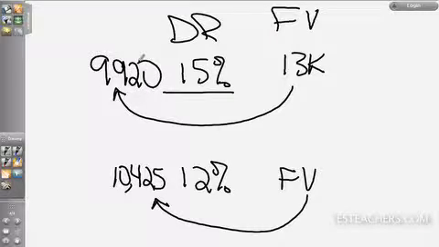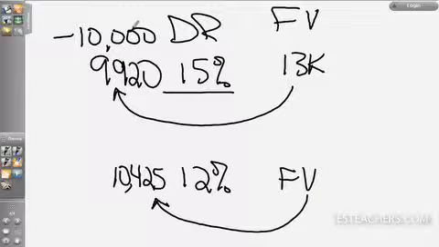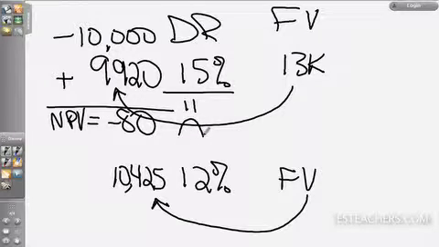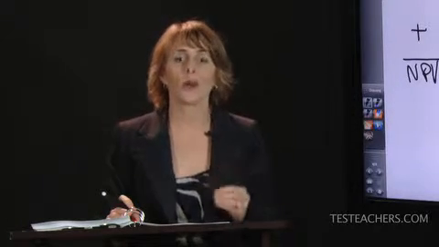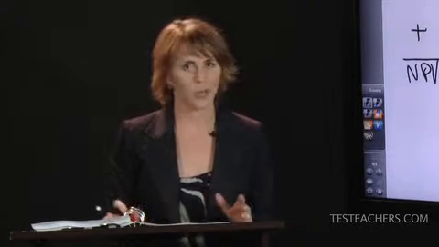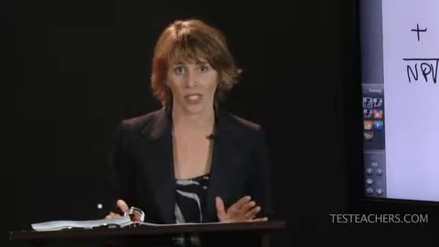So the present value of this $13,000 using a 15% discount rate is $9,920. So if your initial cost outlay was $10,000 and the present value of the future cash flow was $9,920, what's your net present value when we use a 15% discount rate? It's negative $80. What did we say about a negative net present value? Would you want to go through with that investment for your client? No, you would not. So it's those sorts of concepts that the test likes you to understand. No actual calculations. Thank goodness, right?